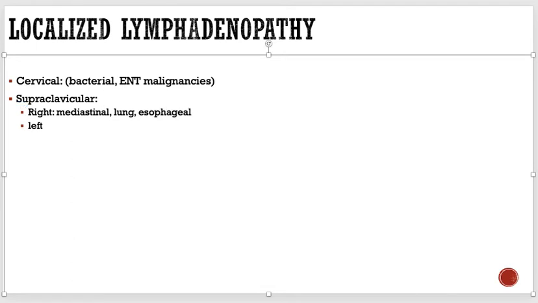But whenever the supraclavicular lymphadenopathy is on the left side, think about abdominal causes like gastric cancer, or pancreatic cancer, as well as renal cancer, or even testicular cancer can give that. So all those things can give it.